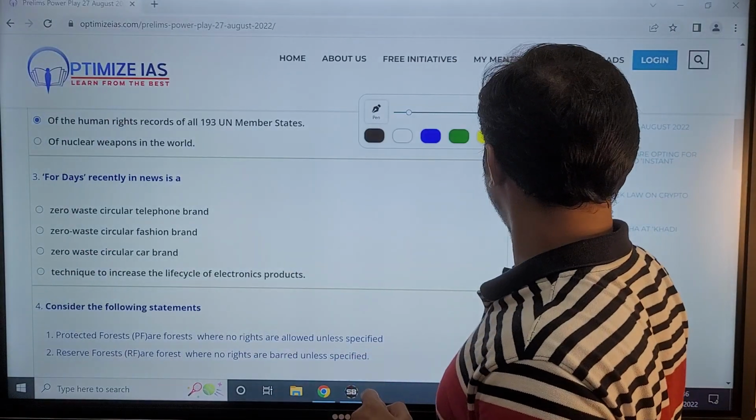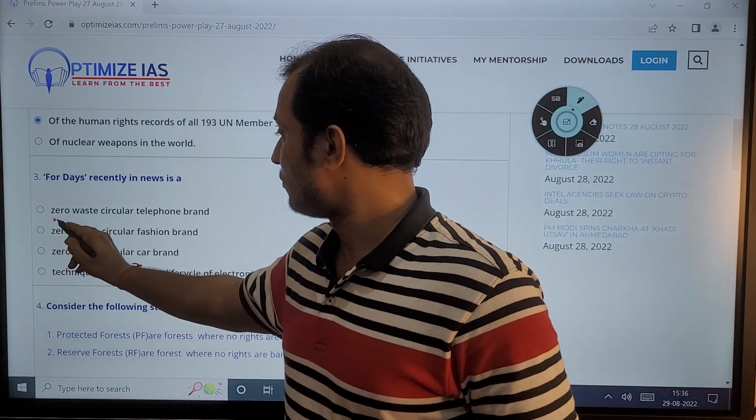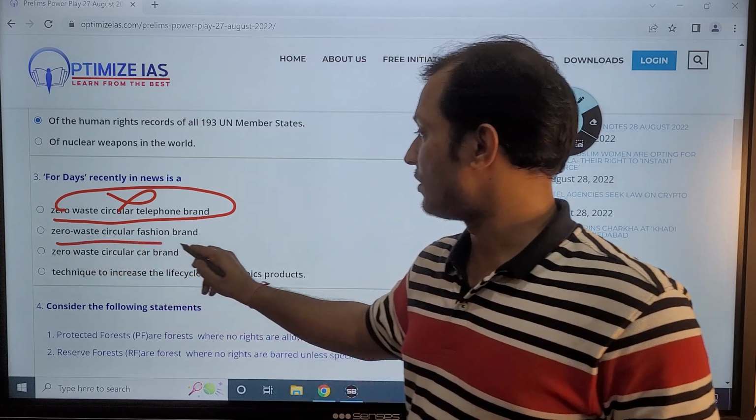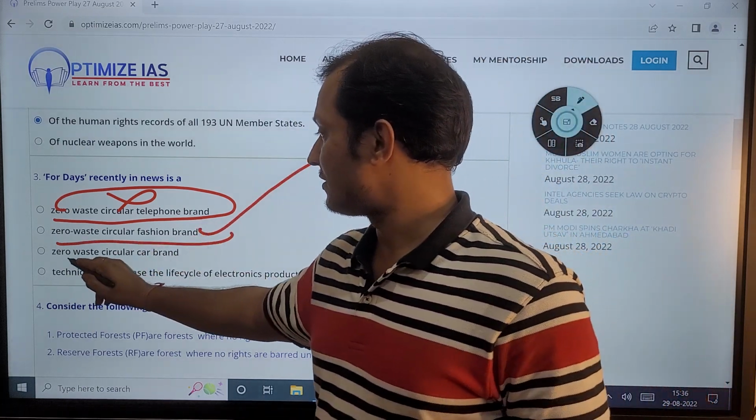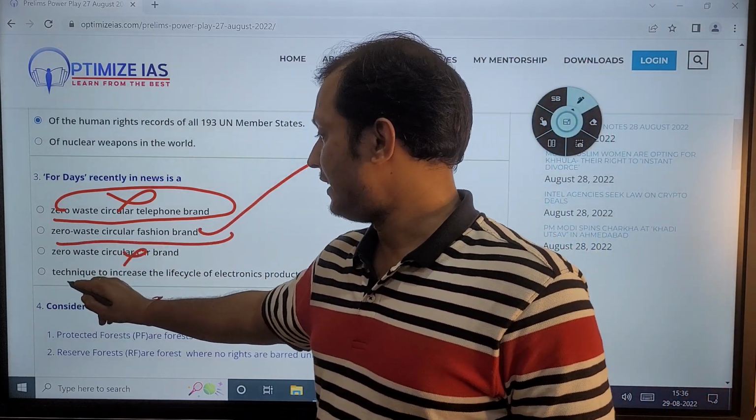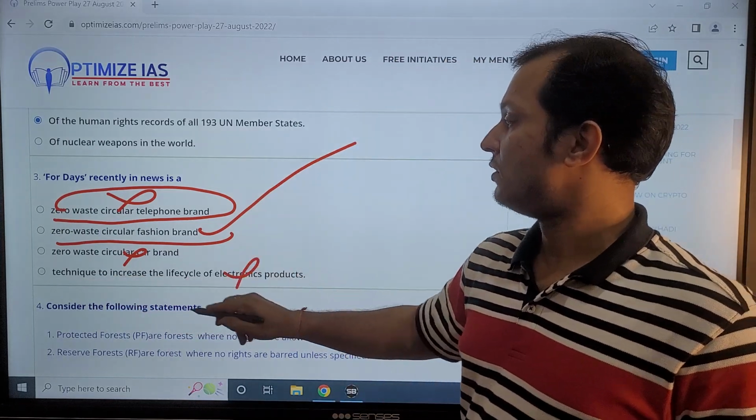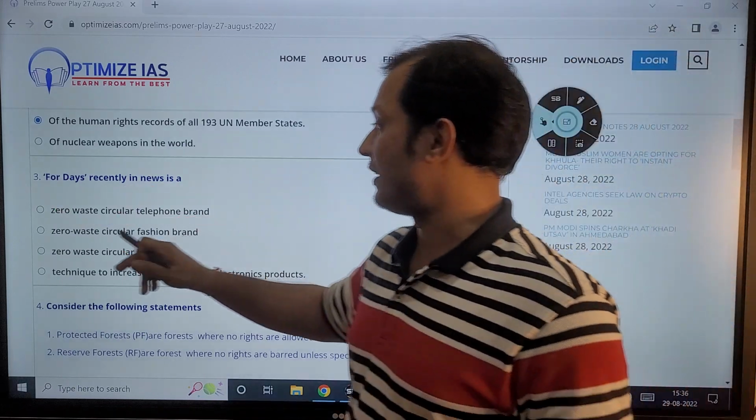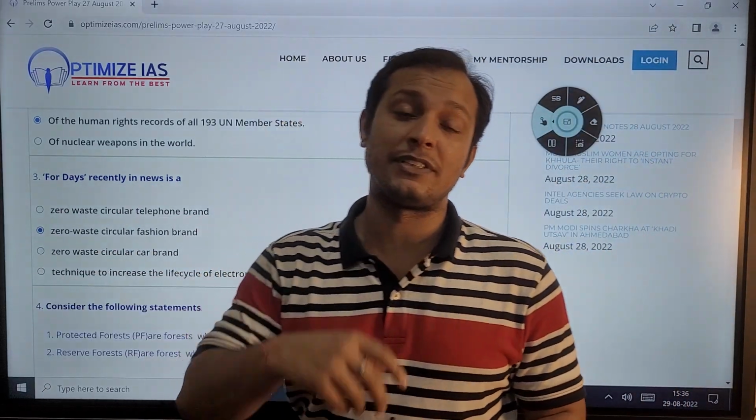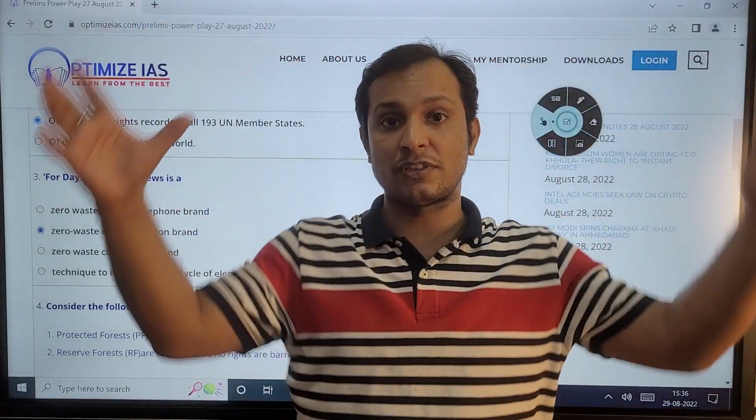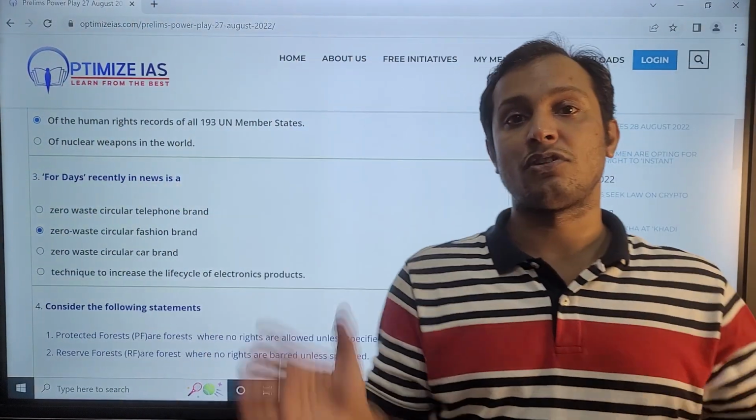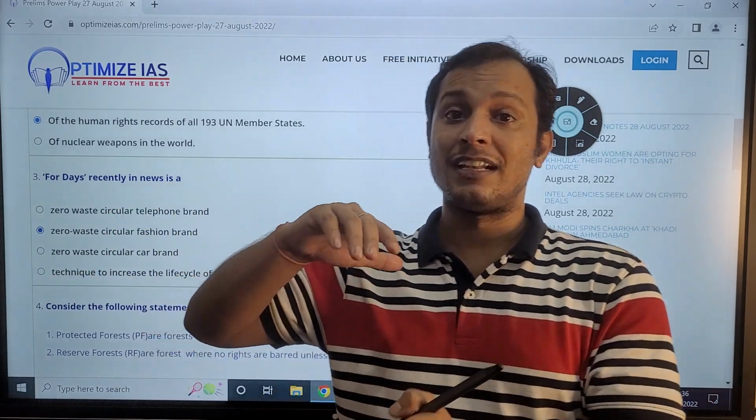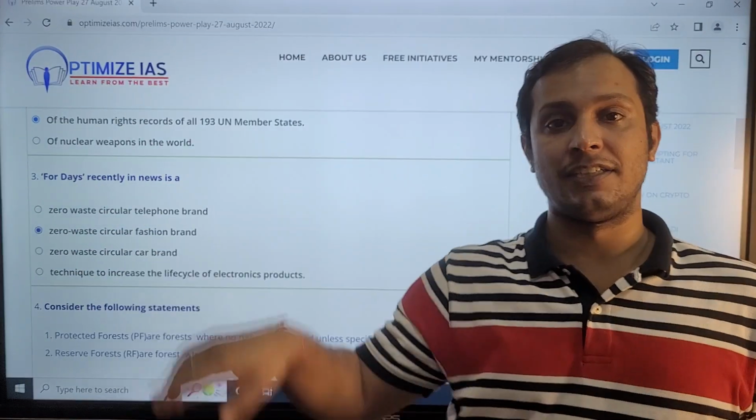So let us try to see what the answer is here. Zero waste circular telephone brand, no. Zero waste circular fashion brand, yes. Zero waste circular car brand, no. Technique to increase the life cycle of electronic products, no. So 4 days is a fashion brand which is based on the concept of circular economy, where none of its products will go to the landfills. It will always be recycled.